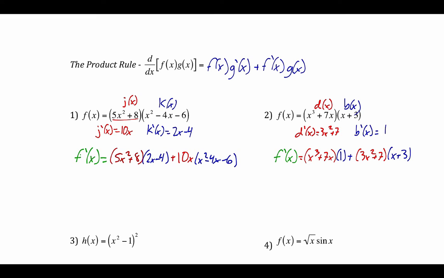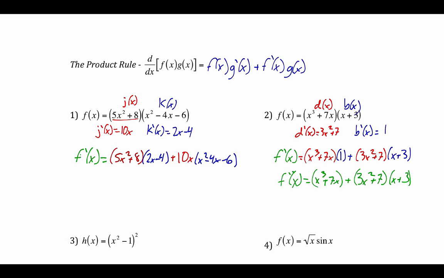Now again, we can clean this up just a little bit. You can always go through and distribute if you want. I'm just going to distribute one small part, the 1 times x to the third plus 7x. That's just going to be x to the third plus 7x. And then the other group is still going to be plus 3x squared plus 7, times x plus 3.